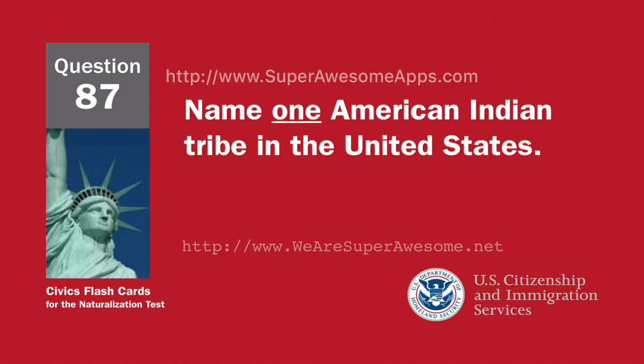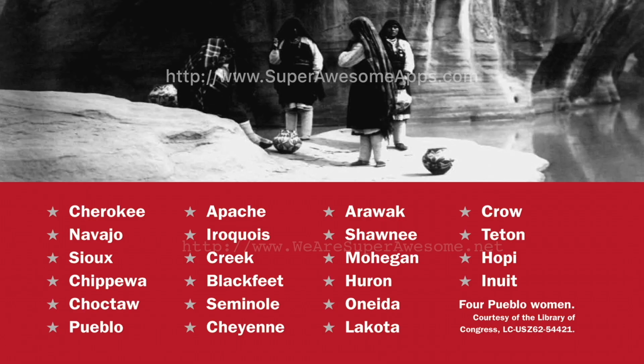Name one American Indian tribe in the United States. Cherokee. Navajo. Sioux. Chippewa. Choctaw. Pueblo. Apache. Iroquois. Creek. Blackfeet. Seminole. Cheyenne.